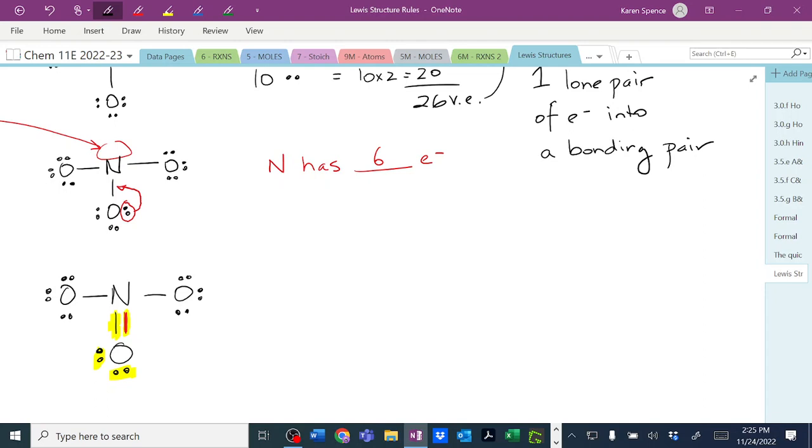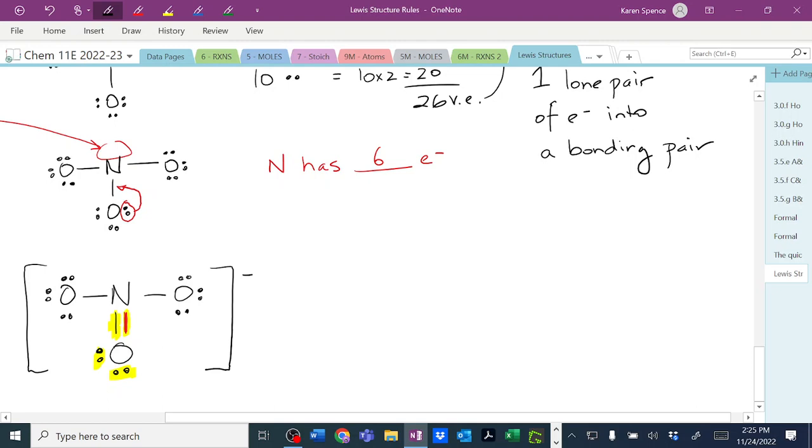We're missing something. Does it have to be that one? Did I have to move it from the bottom one? No, I could have moved it from the side. And in fact, that brings us to our next point. First of all, we need brackets and a charge. So brackets, and we need a charge, which is -1.